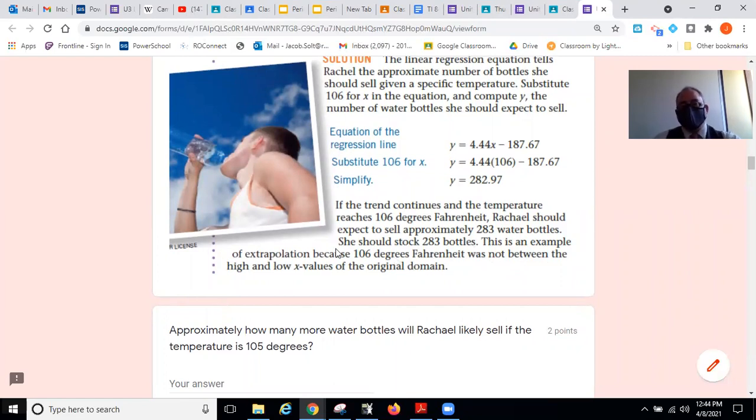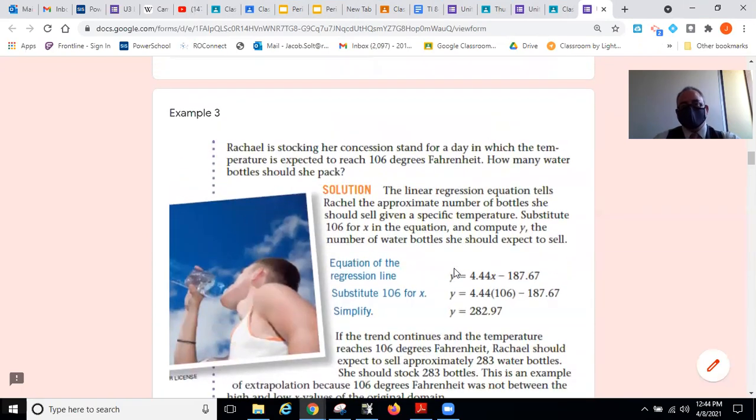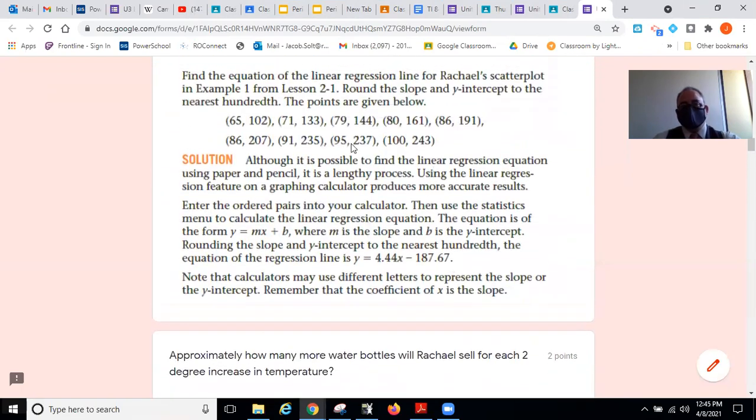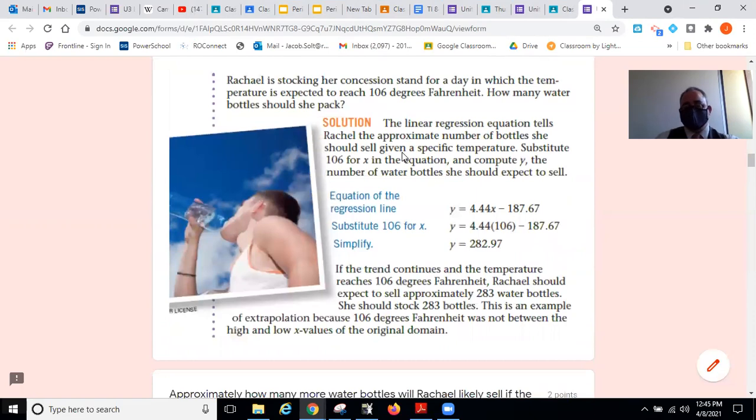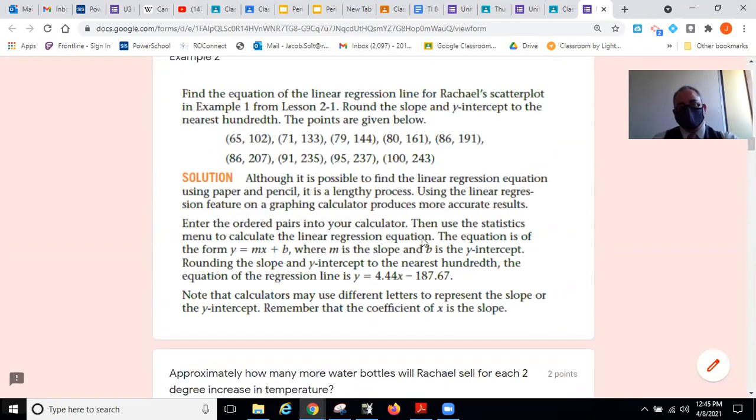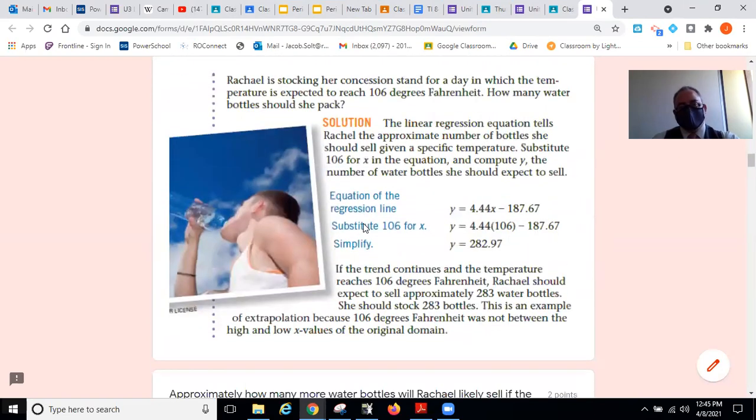This is an example of extrapolation because 106 degrees Fahrenheit was not between the high and low values of her domain, right? She didn't have any data in her data set that gave her an idea of what would happen at 106 degrees. Her highest temperature that she had data for was 100. 106 is greater than that, so this becomes an extrapolation. Okay, 70 degrees would be an interpolation, right? Because she had some 65 and 70 degree data.